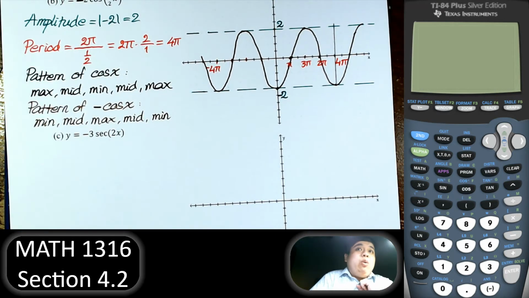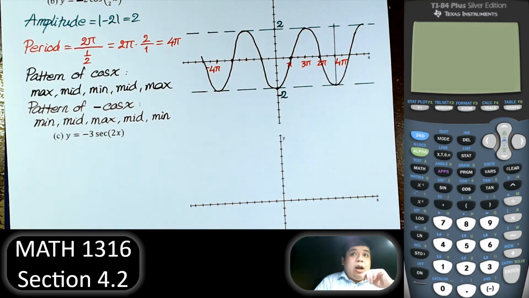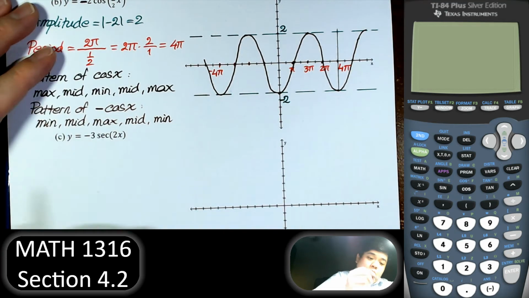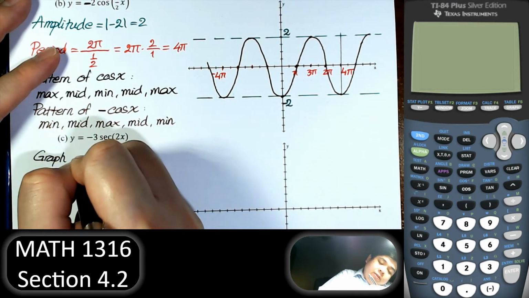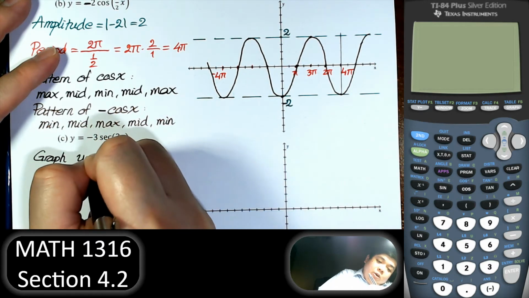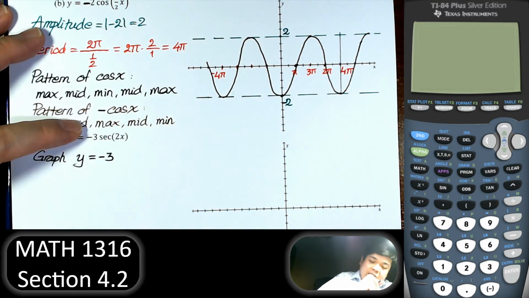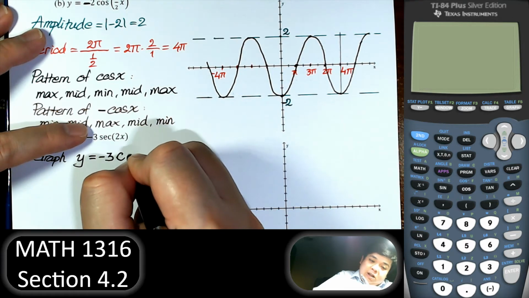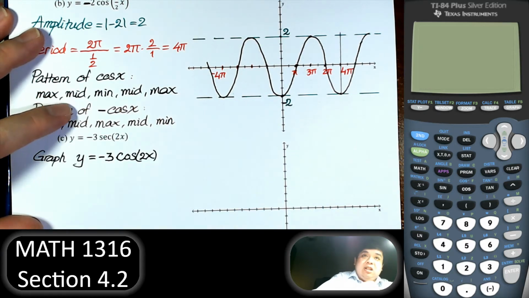Now, when we have secant, we're not going to graph secant like that because secant doesn't have amplitude. What we have to consider is the one that is reciprocal to this. So instead of secant, first we're going to graph the reciprocal function. Still keep the negative 3 though. The reciprocal of secant is cosine. So once we can graph this, we can graph the secant.